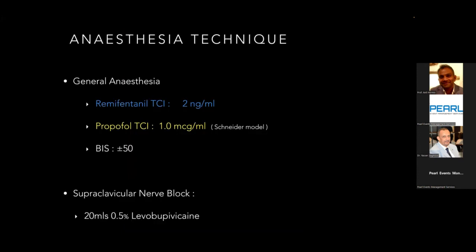So he was running in theatre with a remifentanil TCI of 2 nanograms per mil. Again, very, very low propofol, 1 microgram per mil, Schneider model. And he'd had a supraclavicular nerve block with 20 mils of 0.5% levobupivacaine placed.